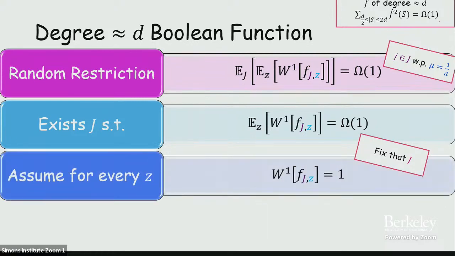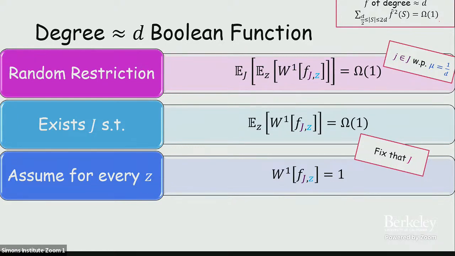And so now we have that the expectation over z is at least constant. Let us make strong assumptions, but not too strong maybe, and assume that for every z, it's exactly 1. I'll just remind you that f_jz, the restricted function, is Boolean because we started with a Boolean function. And when we have a Boolean function that has all of its weight on the first Fourier level, it's actually quite easy to see that it must be a dictatorship.